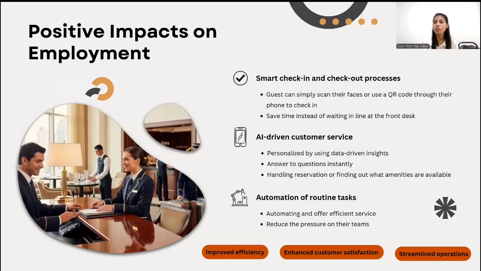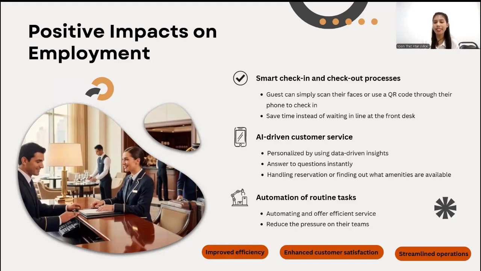The first one is the smart check-in and checkout process. The guest can simply scan their face or use a QR code through their phone to check in. Moreover, the smart check-in and checkout process will save time instead of waiting in line at the front desk.